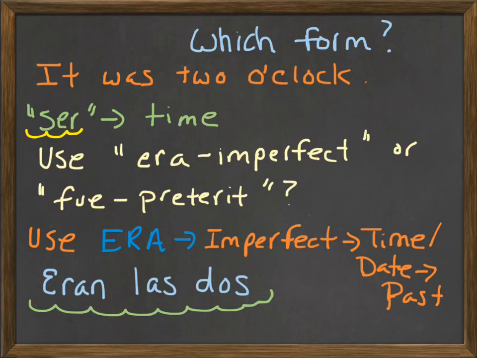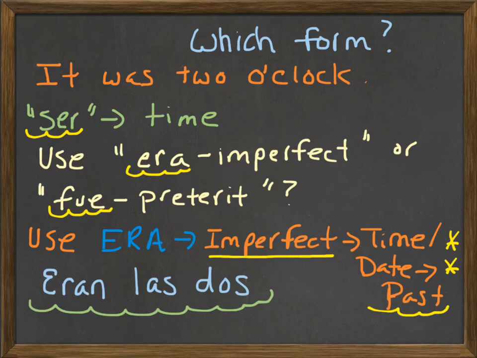So you know that ser is irregular in the imperfect and it's era. It's also irregular in the preterite and it's fue. Those are going to be your two choices because you know one of those is right. Well, if you remember from our little rules back over there, you always have to use the imperfect with time or date in the past. So since you memorized that, you know you have to use the imperfect form, which is era, right here.